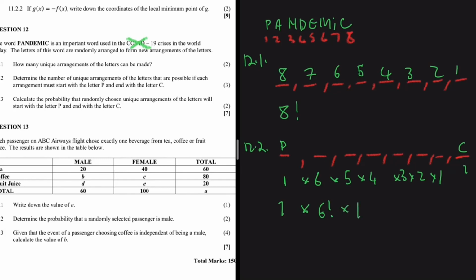So 12.2, we have 1 multiplied by 6 factorial multiplied by 1. This 1 is because the first letter has to be P and we only have 1 P. And this 1, the last letter has to be C and we only have 1 C. And then the letters in the middle, we have 6 letters remaining and 6 positions. So we can arrange them in 6 factorial ways.